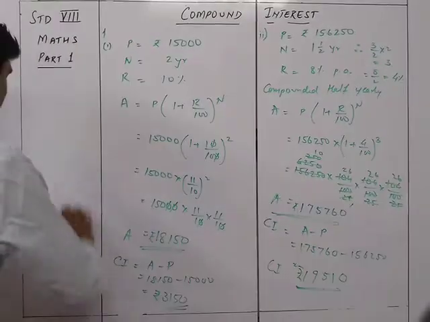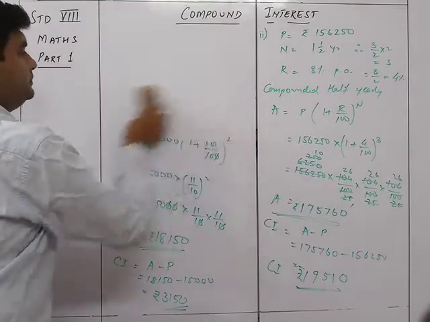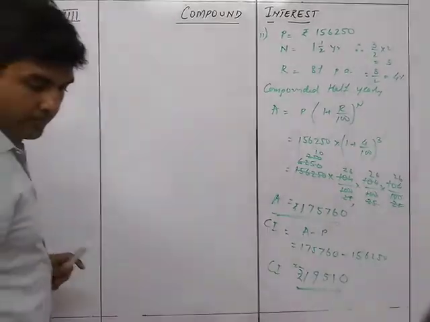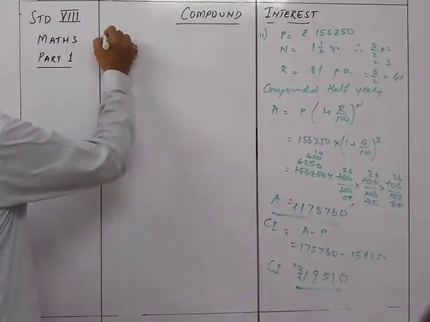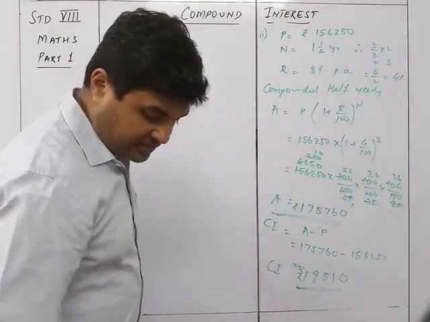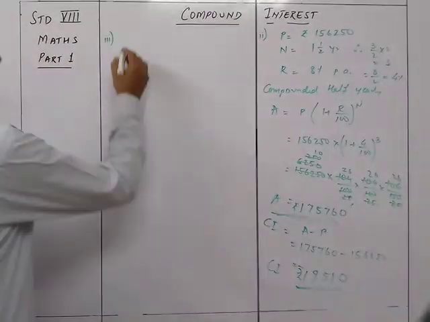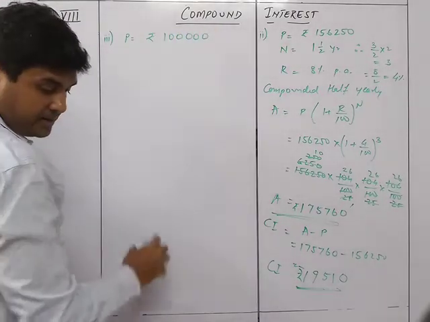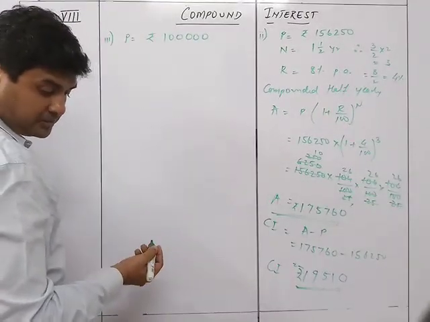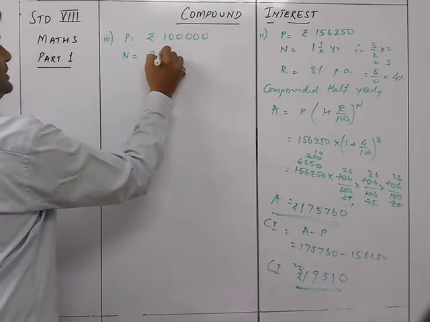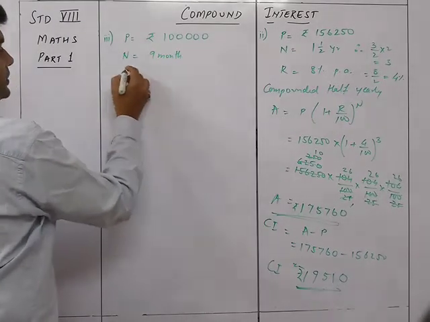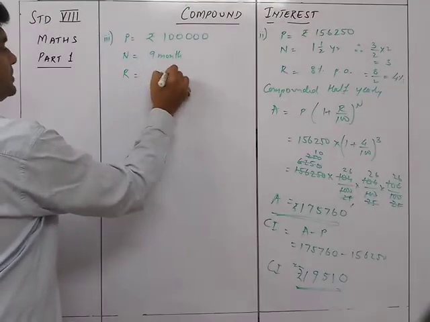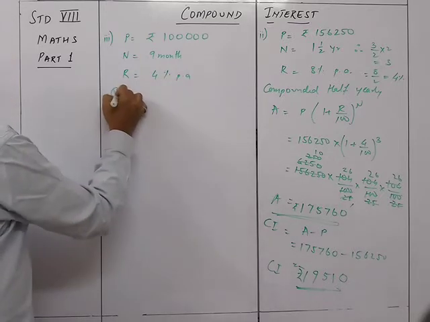We now move on to the third sum. Now it is 1 lakh rupees. So principal is equal to rupees 1 lakh, for 9 months. So time period is equal to 9 months. And the rate of interest is equal to 4% per annum, and it is quarterly.